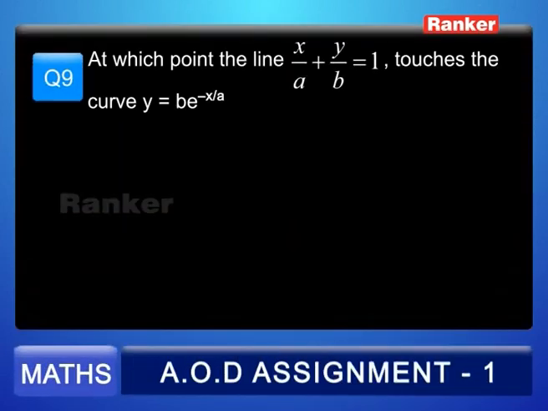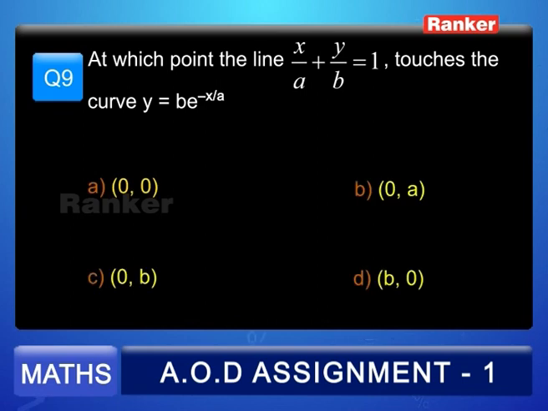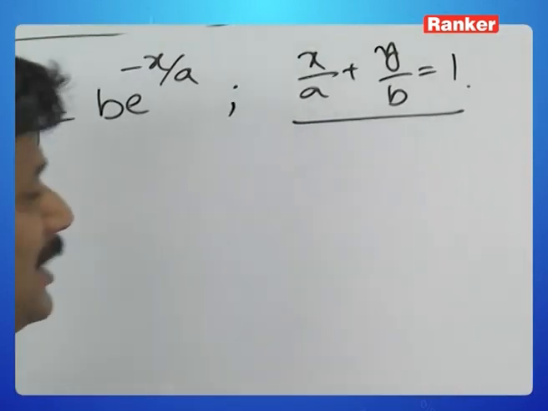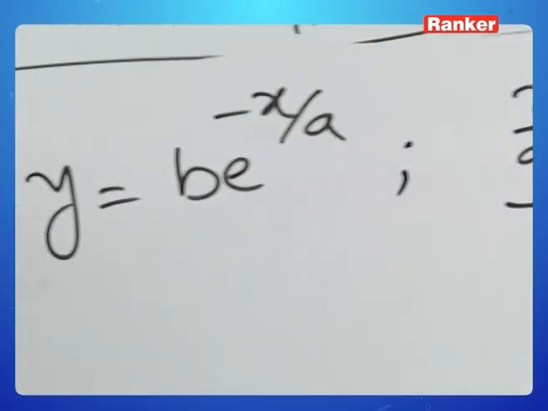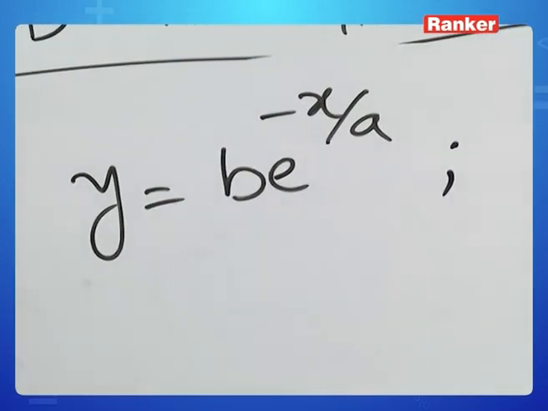Next question. At which point does the line x by a plus y by b equal to 1 touch the curve y equal to b e power minus x by a? Option A 0 comma 0, B 0 comma a, C 0 comma b, D b comma 0. We need to find the coordinates of the point at which the line x by a plus y by b equal to 1 touches the curve y equal to b e power minus x by a.